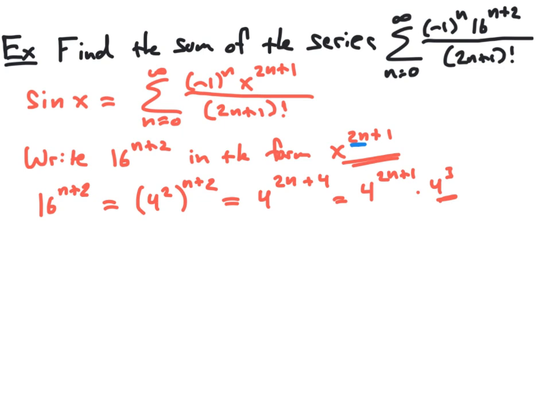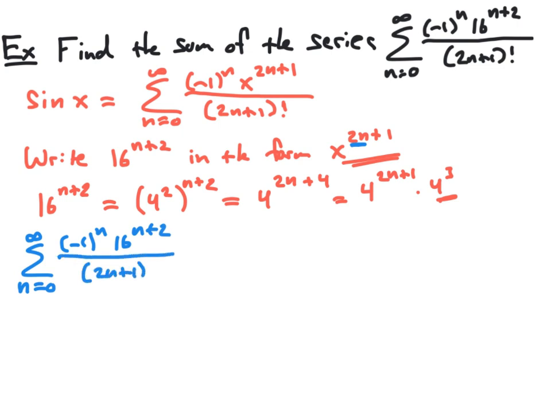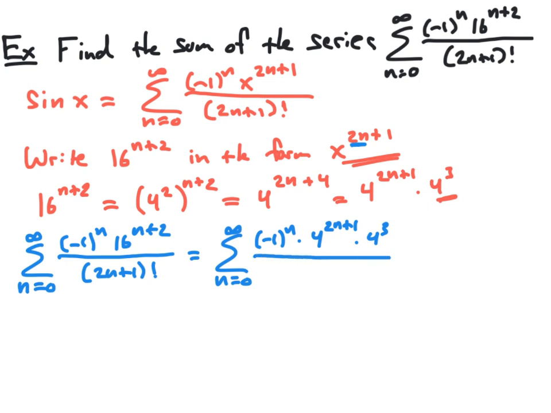So now with this little bit of algebra in hand, we can rewrite our series into something that we can easily compute. So our given series is the sum from n equals 1 to infinity of negative 1 to the n, 16 to the n plus 2 over 2n plus 1 factorial. We can then replace 16 to the n plus 2 with the expression that we just found. So here we have negative 1 to the n times 4 to the 2n plus first power times 4 cubed, all over 2n plus 1 factorial.